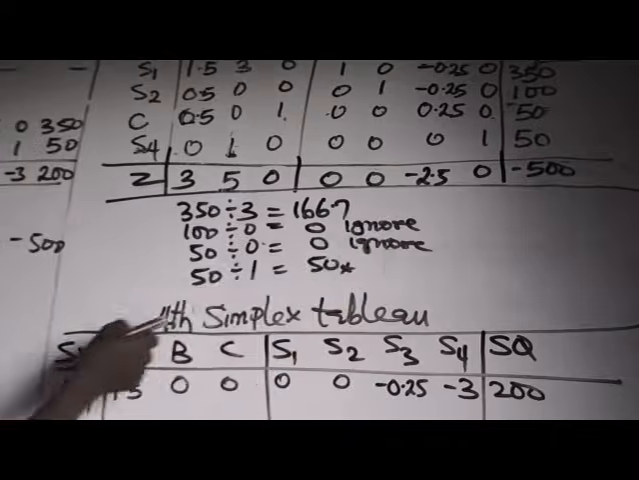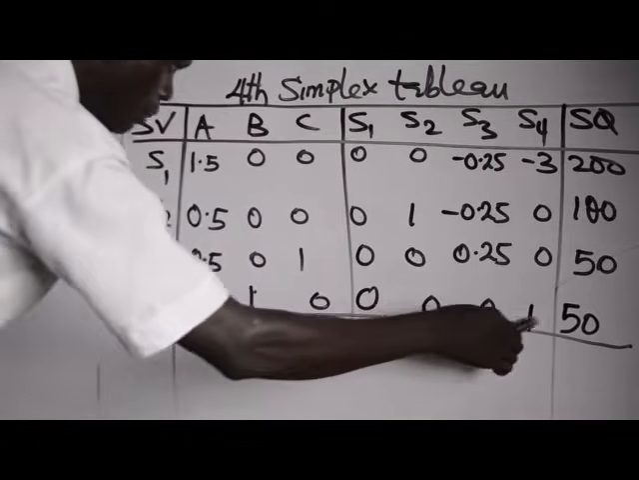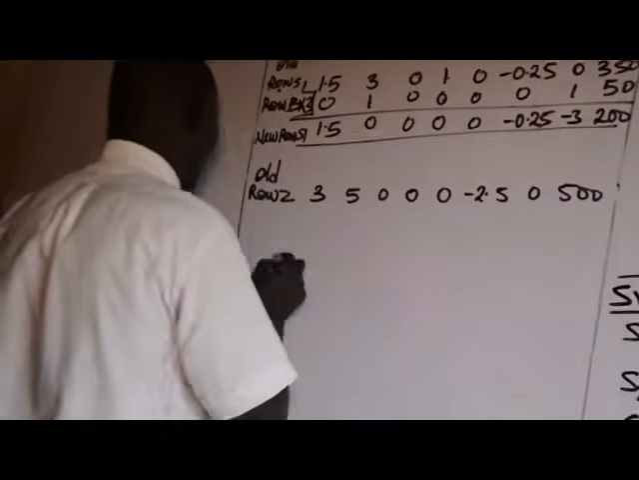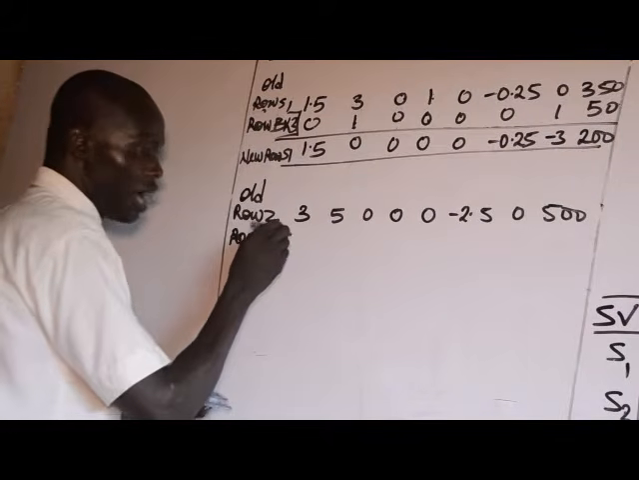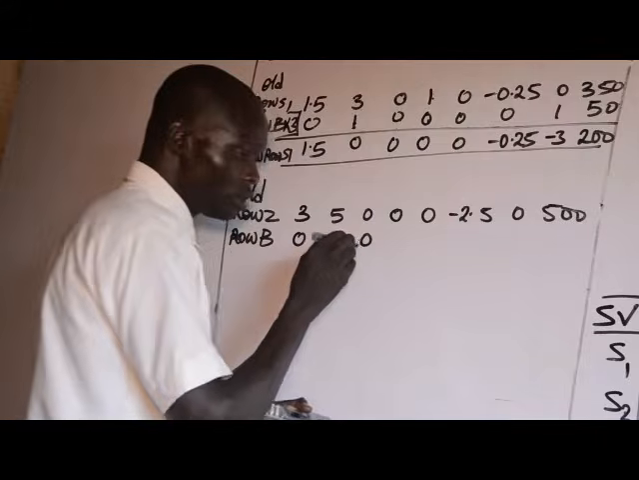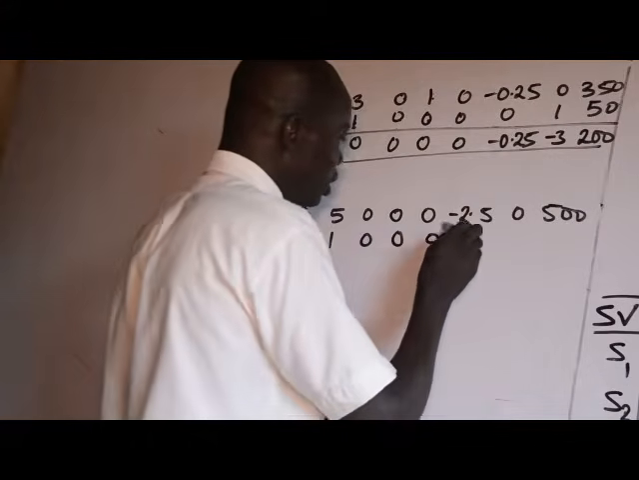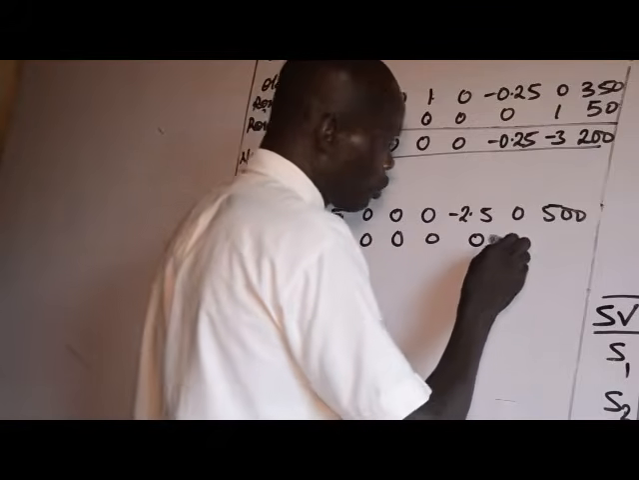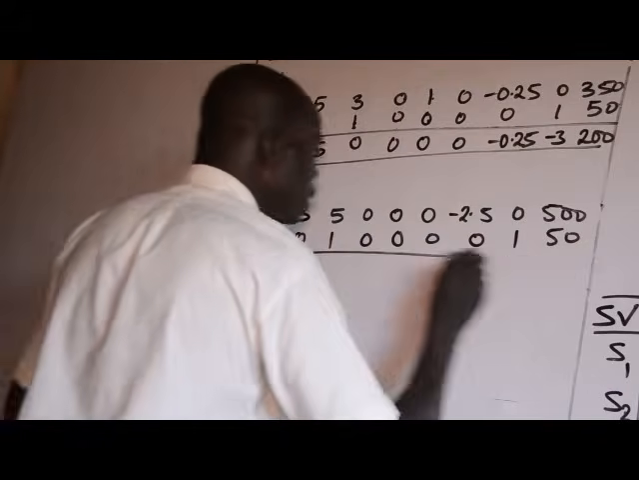That is our Z row. Then our pivot row, which is row B, is 0, 1, 0, 0, 0, 1 and 50. That's our pivot row.